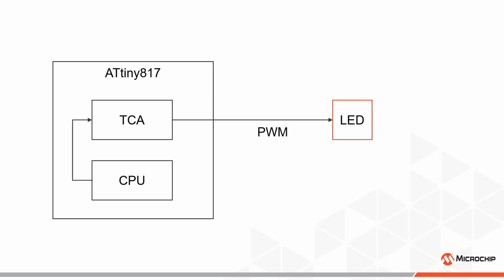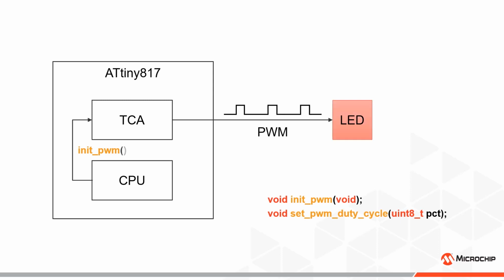connected to an LED by defining an init PWM function. We can then define another function to set the duty cycle of that signal. Calling the init function will turn on the LED. Increasing the duty cycle will increase the brightness of the LED, while decreasing the duty cycle will decrease the brightness.